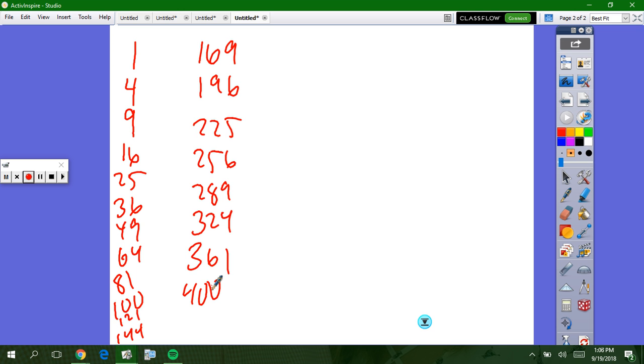Okay. If you guys know those, and if you don't, I would highly suggest you do, especially because it makes it nice. Those are perfect squares, right? So if I take the square root of those numbers, it comes out to be a perfect number. You guys agree with me?